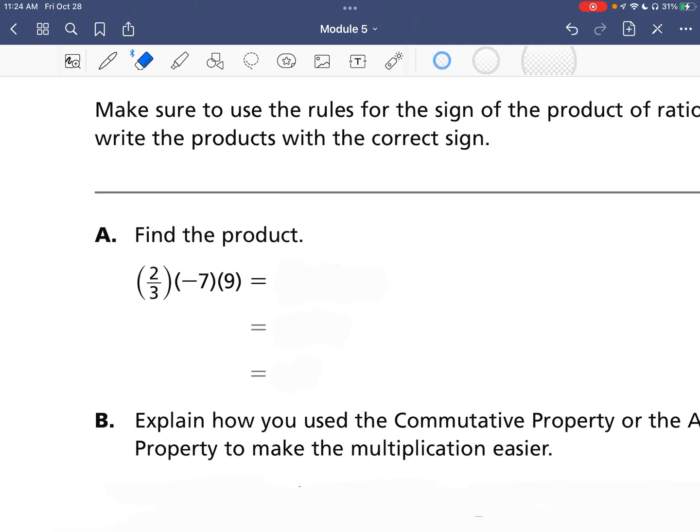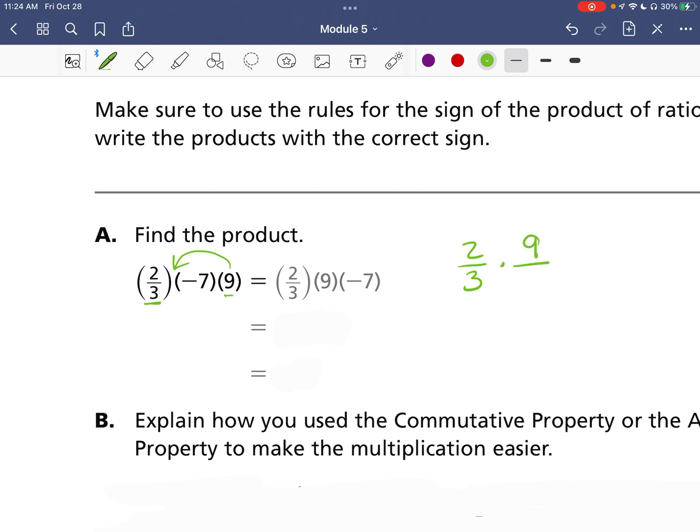Here's our next problem. We have 2/3 times -7 times 9. So we know that 3 here can simplify with 9. So we're going to move these a little bit closer together to get 2/3 right next to that 9. So a little fraction review for you. When we multiply fractions, that's one of our easier operations. We move across our numerator, move across our denominator. But in our denominator of 9, that's a whole number, so it's going to be over 1.